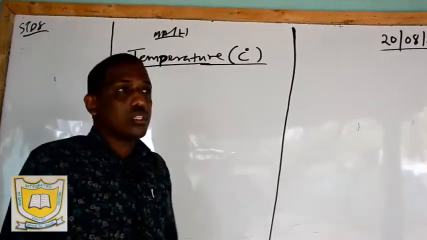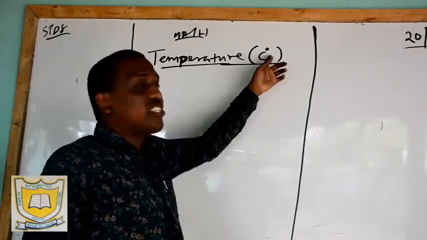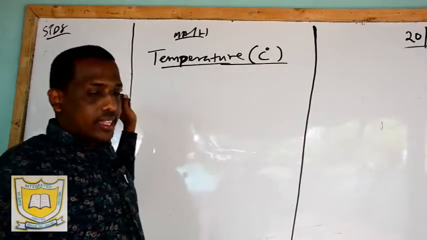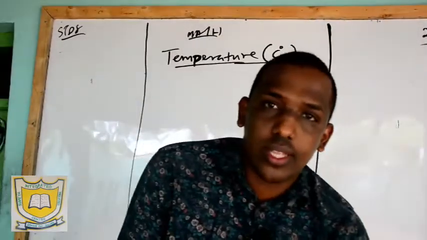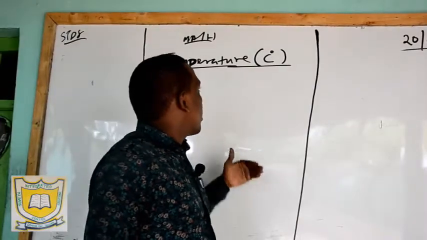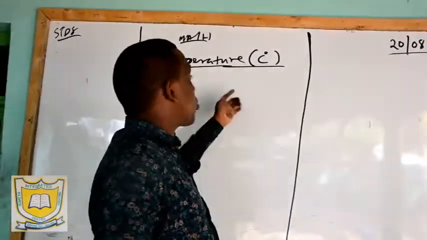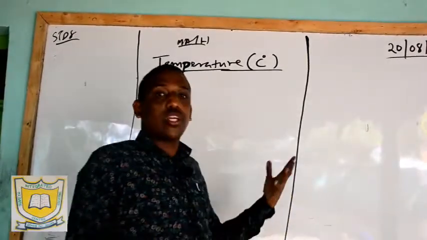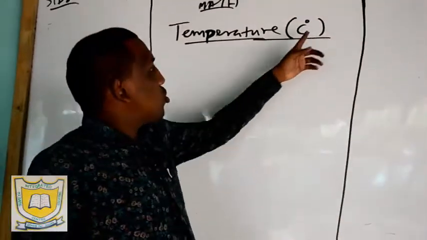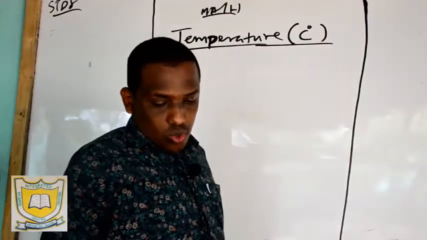Today, we are starting what's called temperature, degrees Celsius. Temperature, I hope you know, you learned it in science. We say temperature is the hotness and coldness of a place, and it's always measured in degrees Celsius. So let us go quickly to the question.